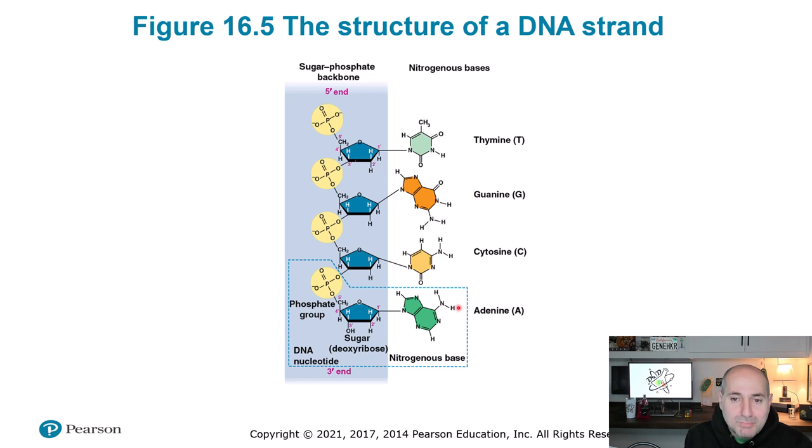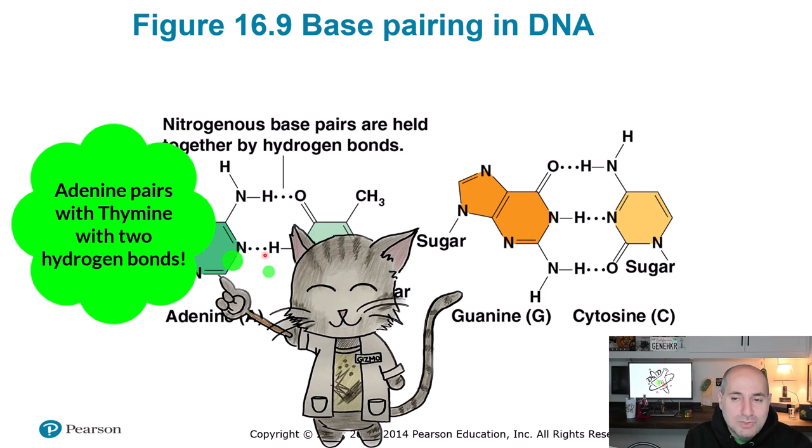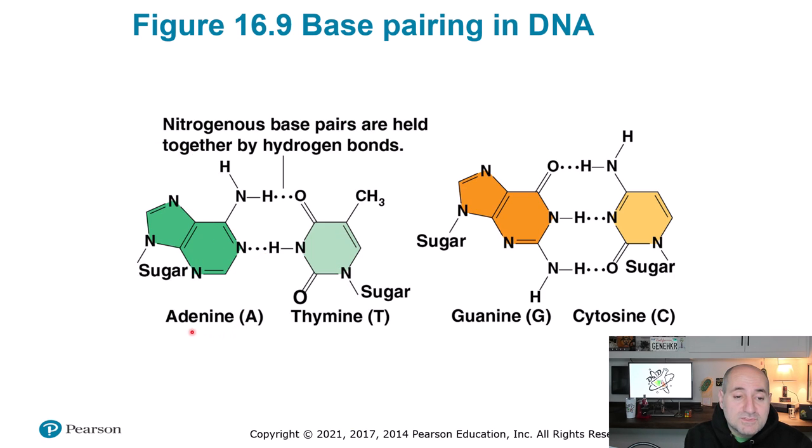So what you have are two of these strands, and they come together such that the nitrogenous bases pair up. Do you guys recall from a previous chapter how the nitrogenous bases pair up? It's the A's, adenines, which pair up with the T's or thymines, and they pair up with two hydrogen bonds. You can see the two hydrogen bonds that form between these two nitrogenous bases. And remember, in RNA, the only difference would be that A's pair up with U's, uracil.